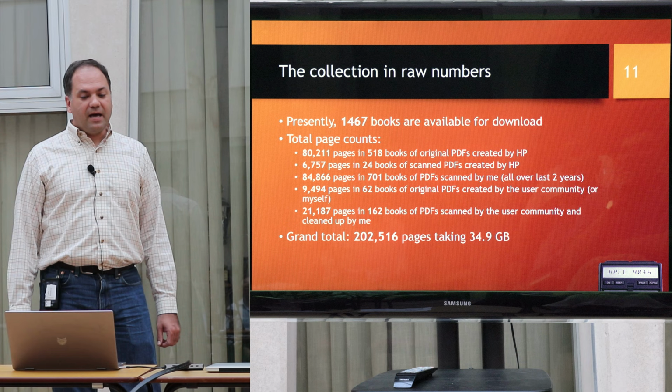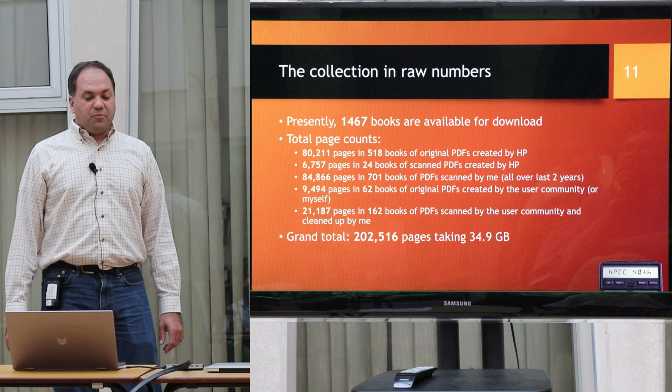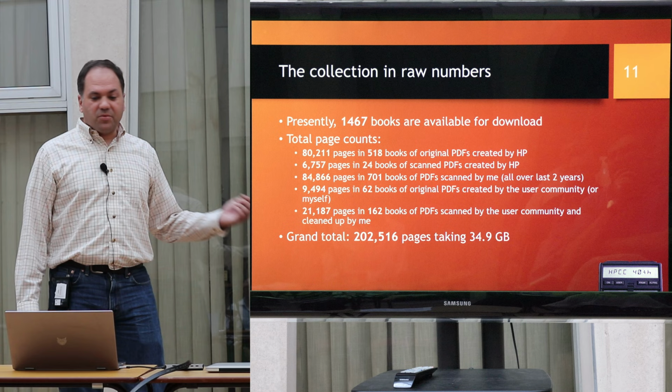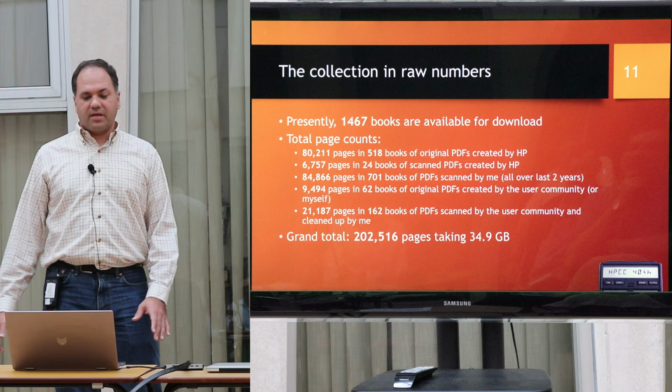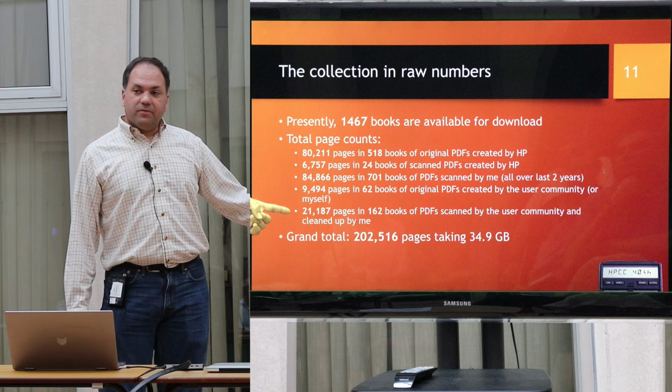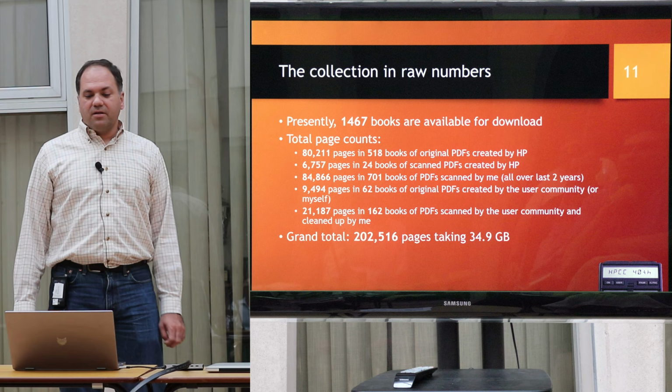Then I have personally scanned almost 85,000 pages, over 700 books, over the last 2 years. Then other people in the community have produced 62 books, actually a few of those were from me, that were original PDFs, almost 10,000 pages. Finally, another 162 books, over 20,000 pages, of scans done by others in the community that I did clean up before making the PDF. So I took their scans and went through my processing. I've slowly been reducing this last number as the other number goes up, because I've been rescanning books that others have done at higher quality. So in total, over 200,000 pages, about 35 gigabytes.